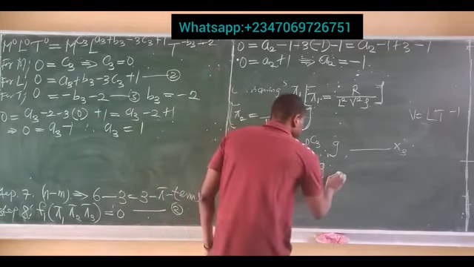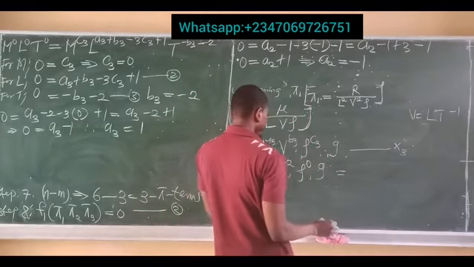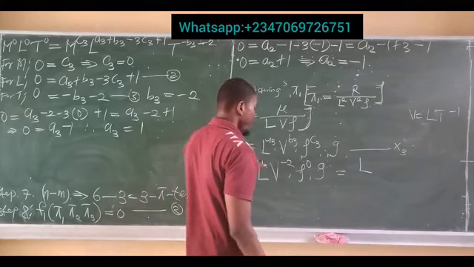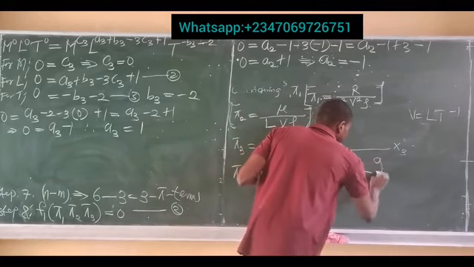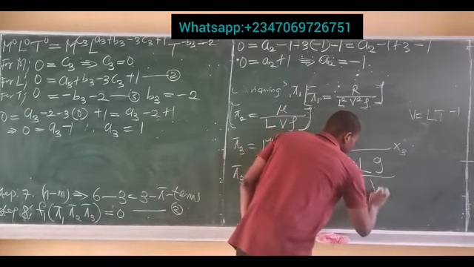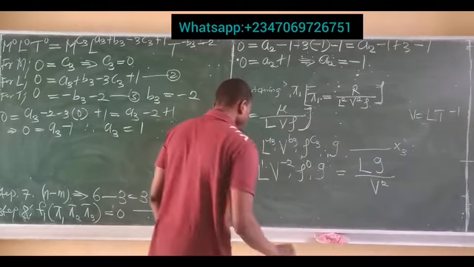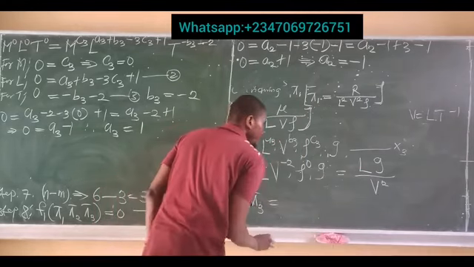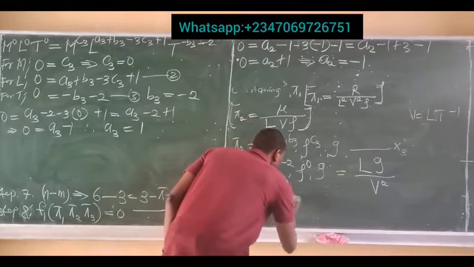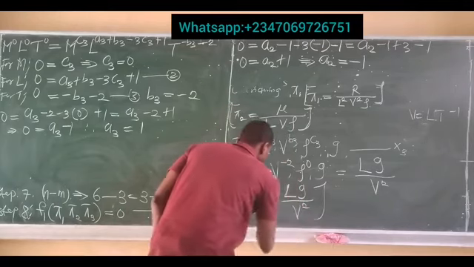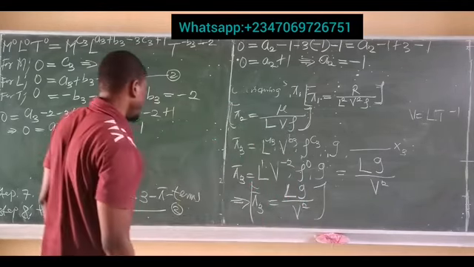So this is going to now be written as what? G times L to the power of 1, or G times L. L to the power of 1 remains L. So I have LG, all over V to the power of minus 2, so it comes down, all over V to the power of 2. So our pi 3 is simply what? LG all over V to the power of 2. We have this for pi 3.